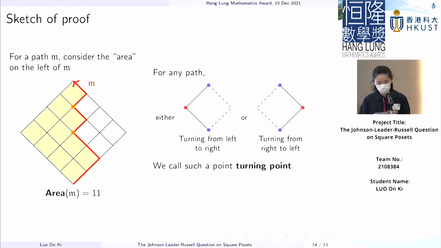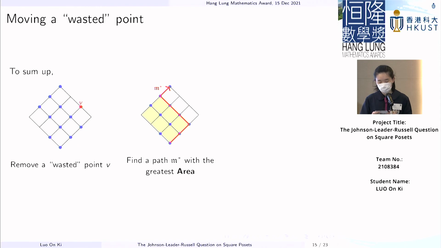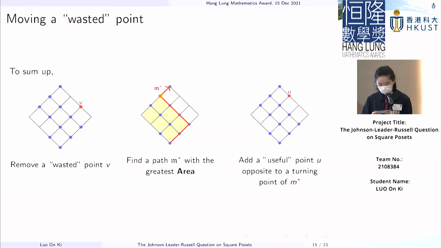For any path, there always exists a turning point where the path turns from left to right or from right to left, and we only consider it when the opposite point of it is empty. In the figure on the left-hand side, the two orange points are the turning points. Here we can present the idea to move the wasted point. First, find the wasted point V, then we remove it. Then we find the path M star with the greatest area. Then we find the turning point of it, the orange point, and add a point that is opposite to the turning point. Now the configuration is improved with more possible paths.